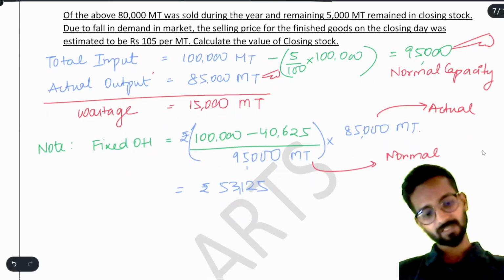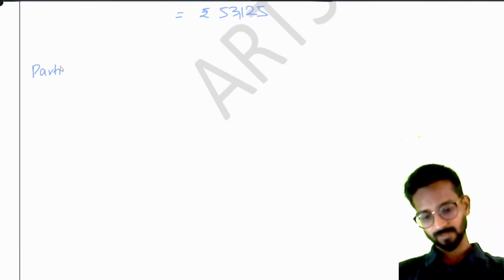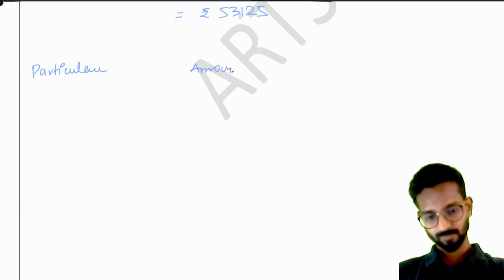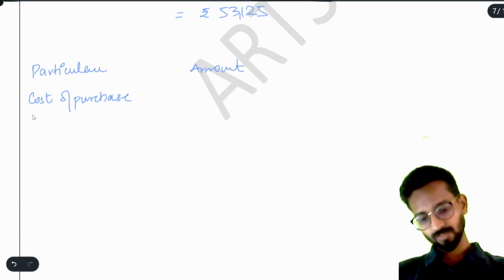Now it will become very easy for us to calculate cost per unit. Particulars, amount. First will be cost of purchase. I will give you the PDF in the link, don't worry. Cost of purchase is how much?